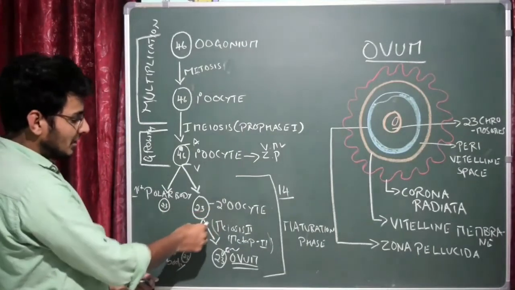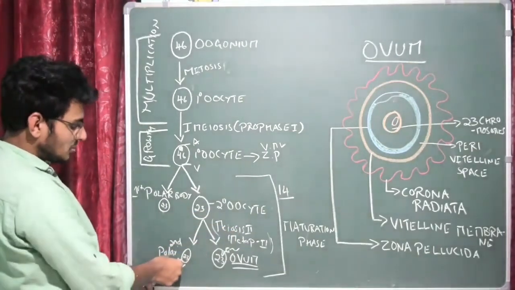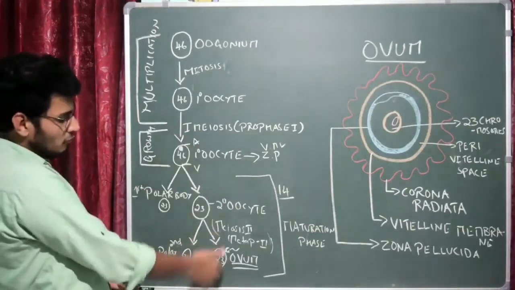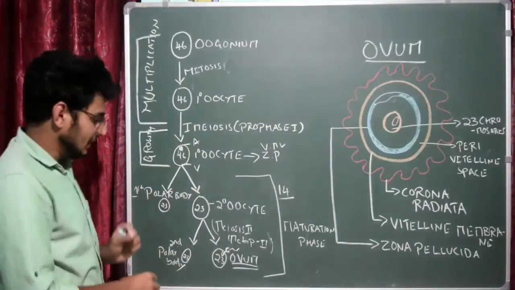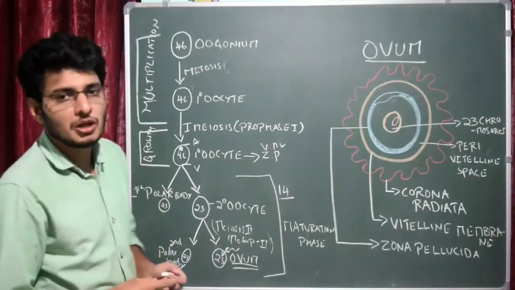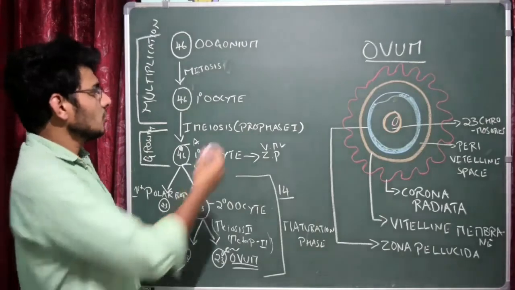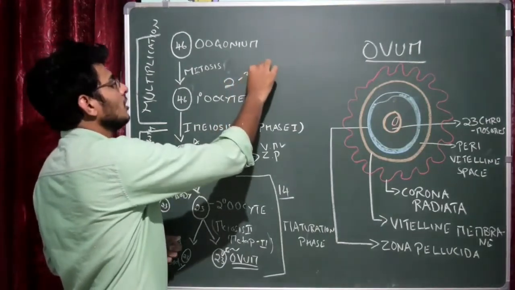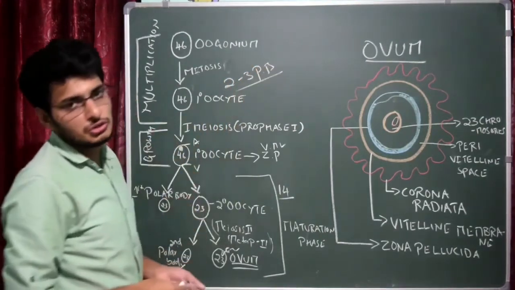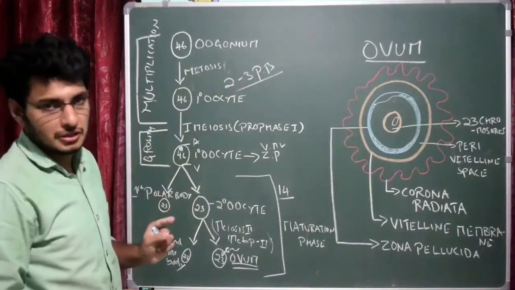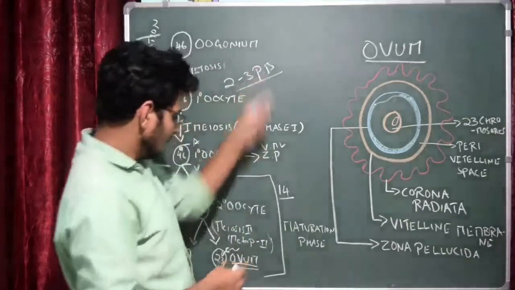At the same time, when the secondary oocyte undergoes meiosis 2, it produces another polar body, which also degenerates. So only one ovum is produced ultimately. You may get a question: how many polar bodies are produced? Polar bodies are actually waste bodies. Around 2 to 3 polar bodies will be produced during the oogenesis process. That's one thing to remember in the options. Please go with 2 to 3. So that is all about the flow chart.